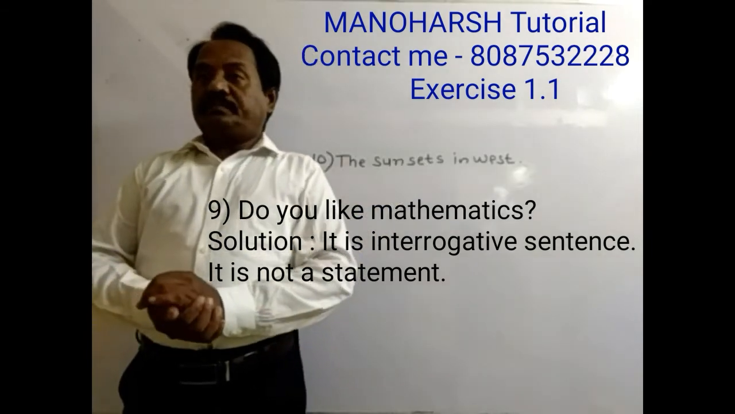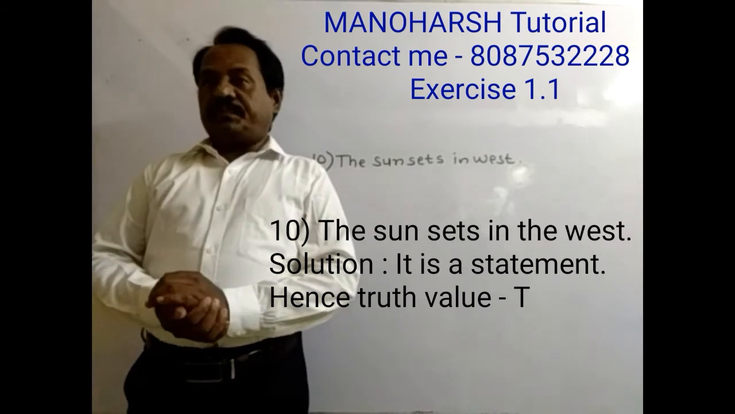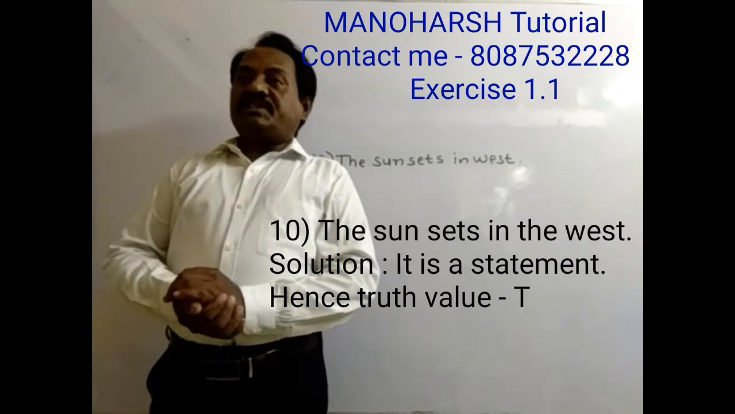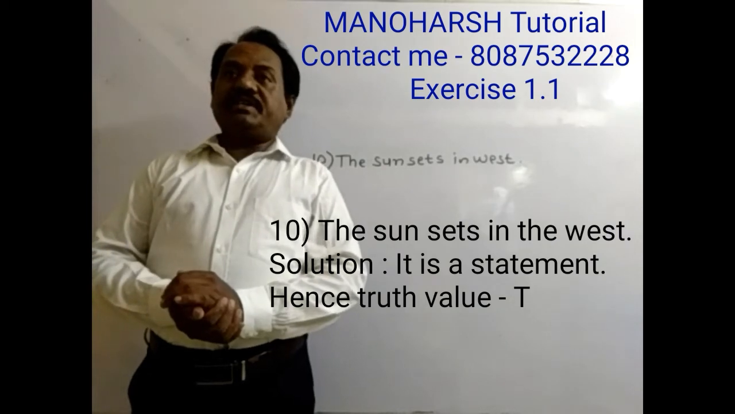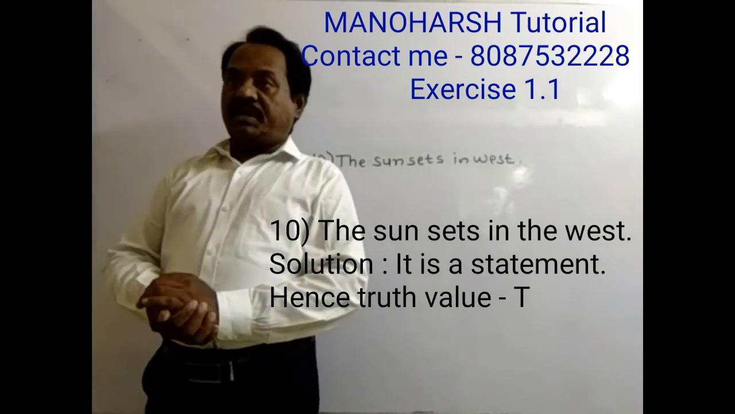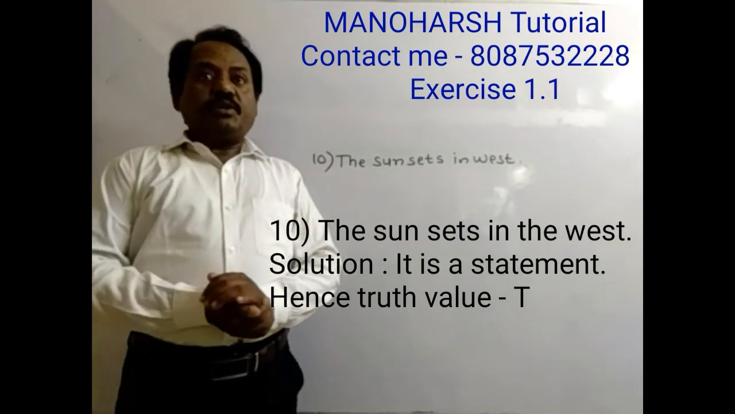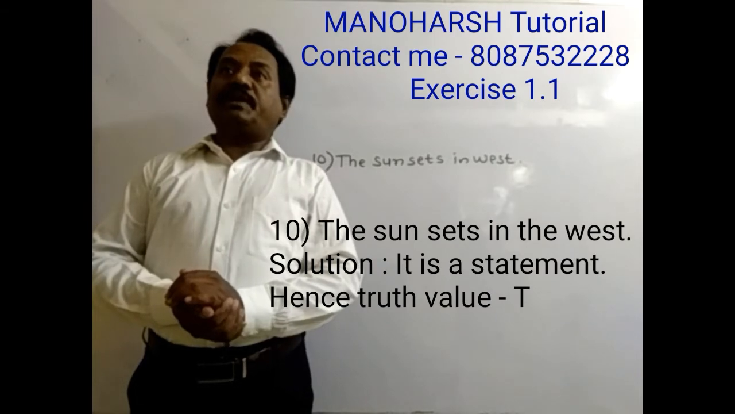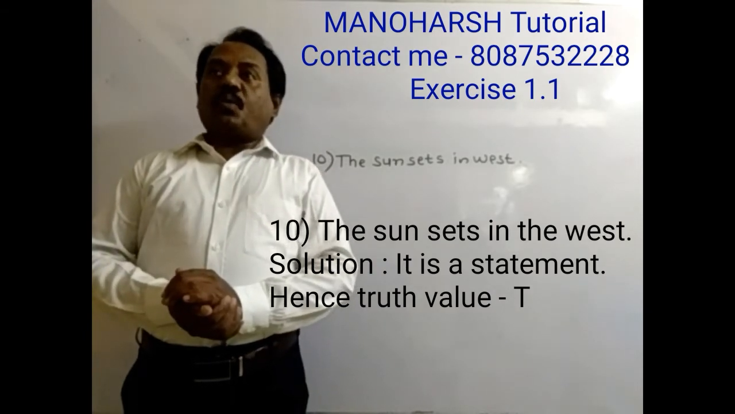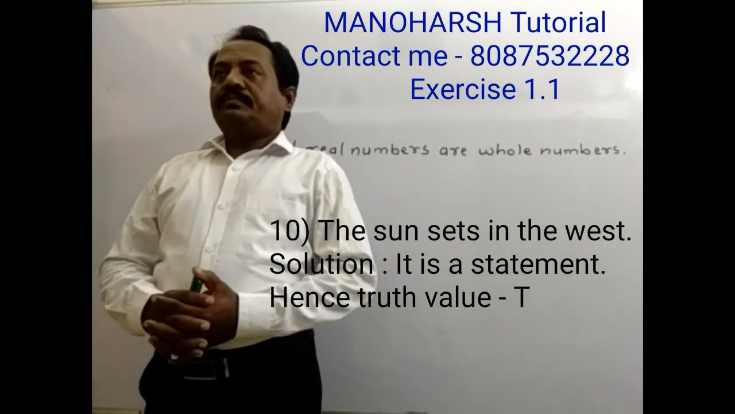Example number 10. Sun sets in the west. Now this is an assertive sentence, completely true, and hence it is a statement in logic and the truth value is capital T. अब ये जो सेंटेंस है ये assertive सेंटेंस है, completely true है, तो इसकी ट्रूथ वैल्यू कैपिटल T होगी.